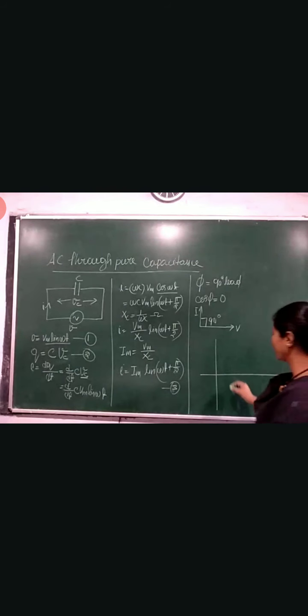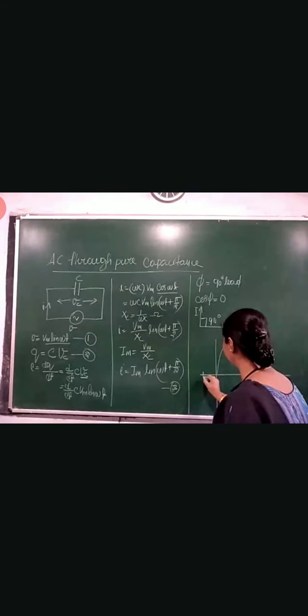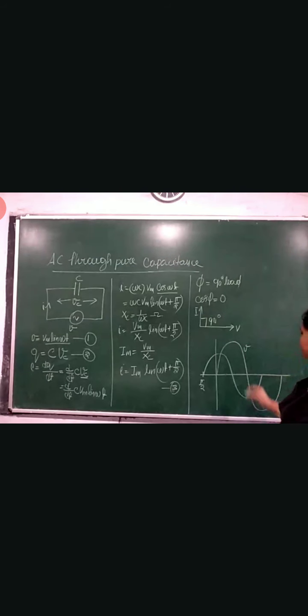Now I draw the waveform for current and voltage with respect to time. Let this one be the phasor for voltage, the instantaneous voltage, and the current is 90 degree leading with this voltage. So I start the current waveform 90 degree before. This is the instantaneous value of current.